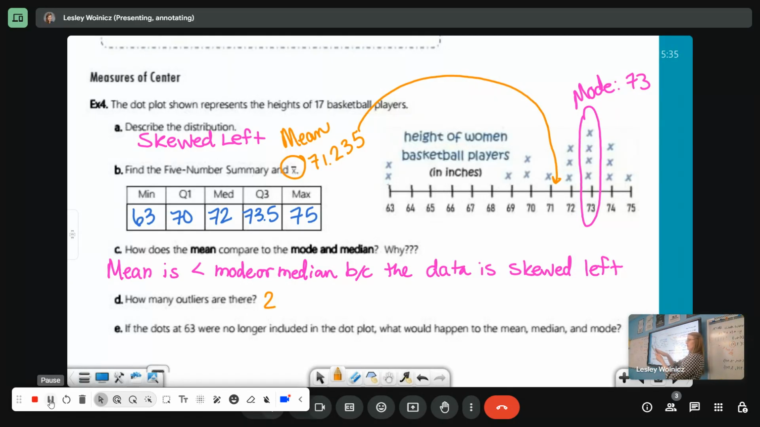Okay, so I've deleted from my list my 63s. I go back to Stat, Calculate, and I do my one variable stats. Okay, my mean is now 72.3 repeating. My median is 73. My mode is still 73. Sorry, it's my bad.